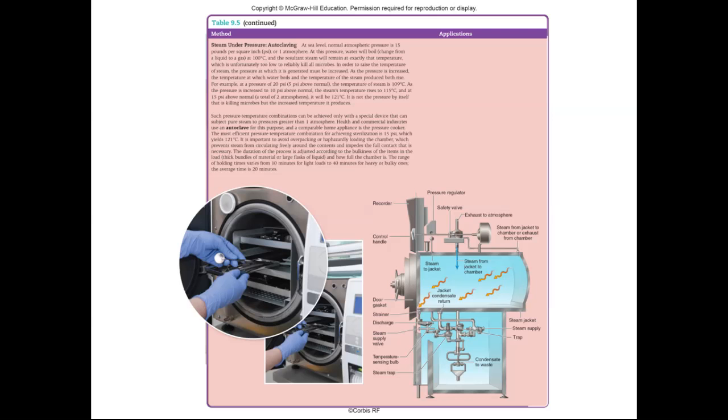We can also have high pressure moist heat. This is going to be pressure cooking or autoclaving. With this high pressure moist heat, we are going to have a pressure chamber that can be pressurized higher than atmospheric pressure.